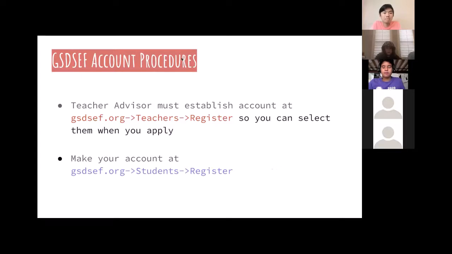So the GSDSEF account procedures are for the teacher advisors, which need to sign your forms. Some of them are digital, so they actually do need to create an account. So the teacher must establish an account at gsdsef.org in the teacher section and then register. So you can select them when you apply, and you can make your own account by clicking students and then register.